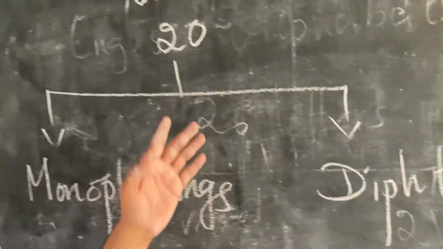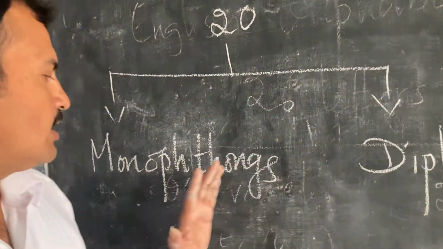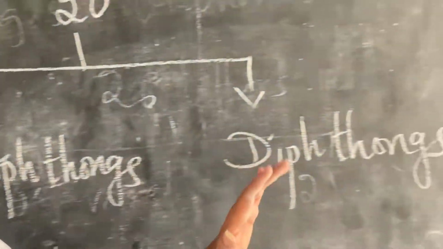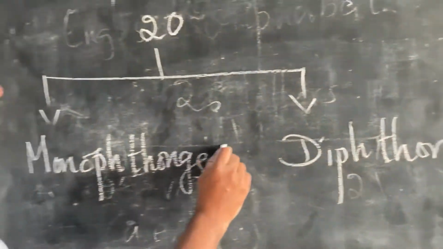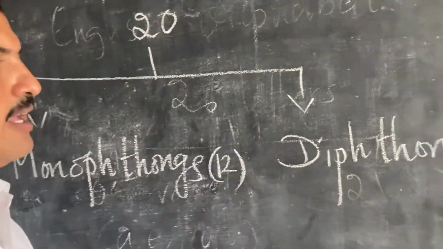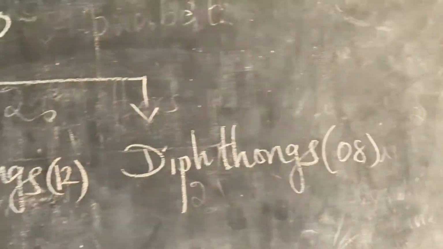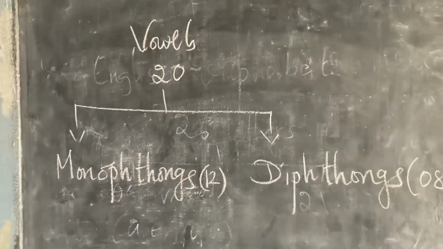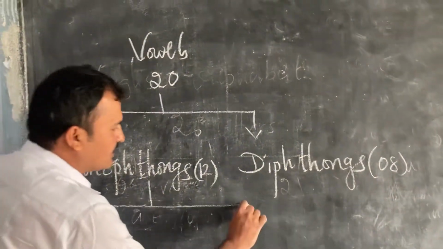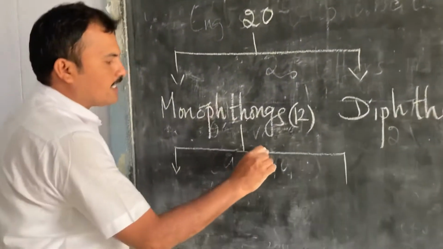Vowels are broadly divided into two categories called monophthongs and diphthongs. Monophthongs are 12 in number and diphthongs are 8 in number. Both put together we get 20 vowel sounds. And monophthongs are again divided into three categories.